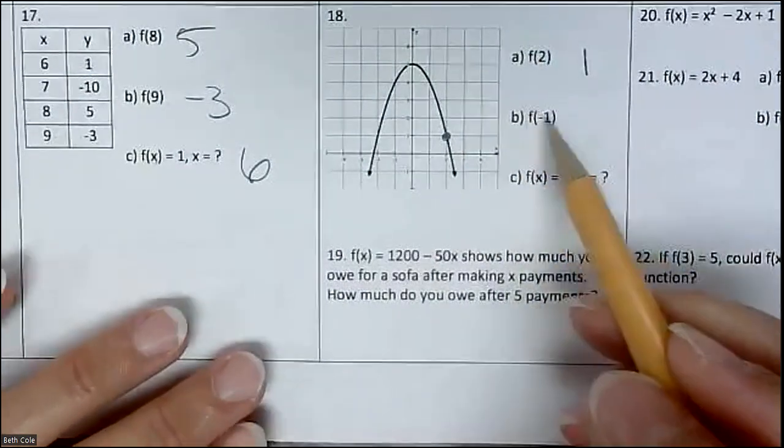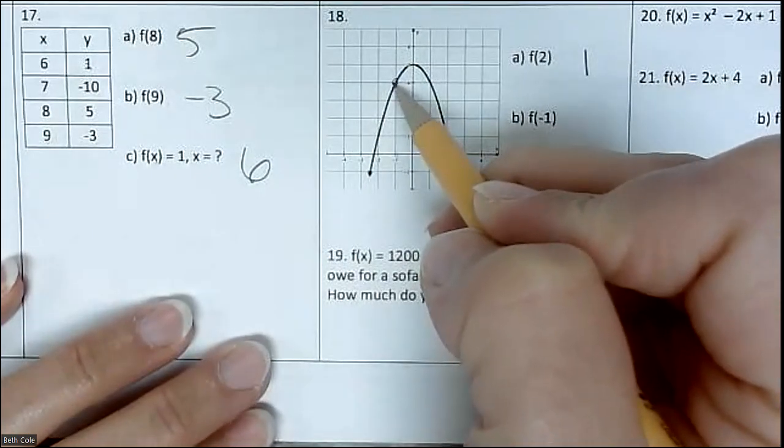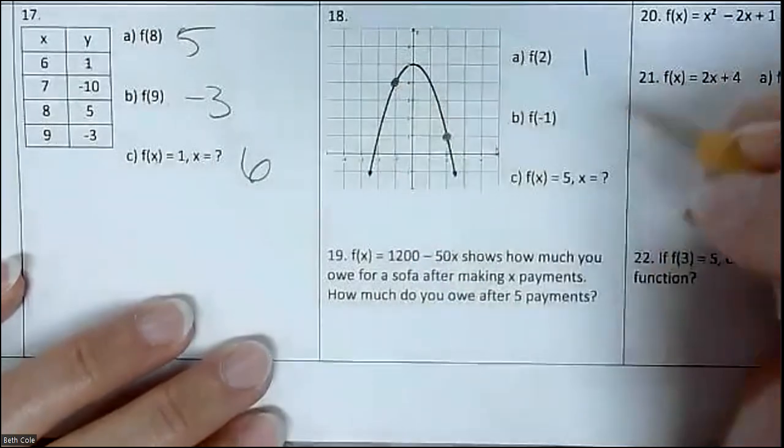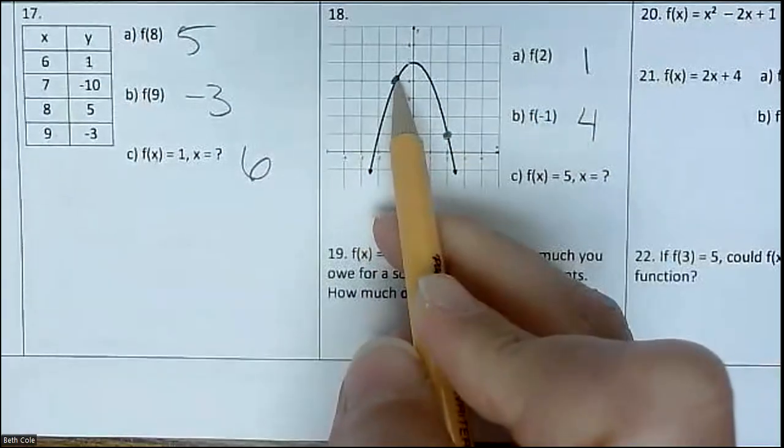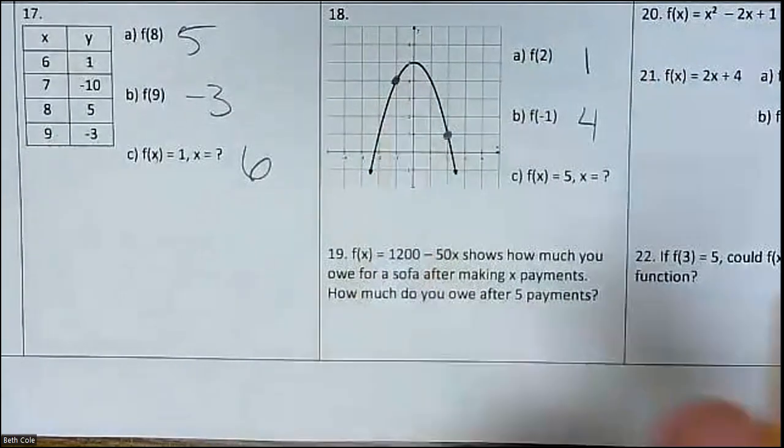And then do the same thing with -1. F of -1. So find -1 on the x-axis. Where does it hit the graph at? 4. Good. And do you see that? I can't force you to see it, but are you looking? I don't have a better reason than there it is.